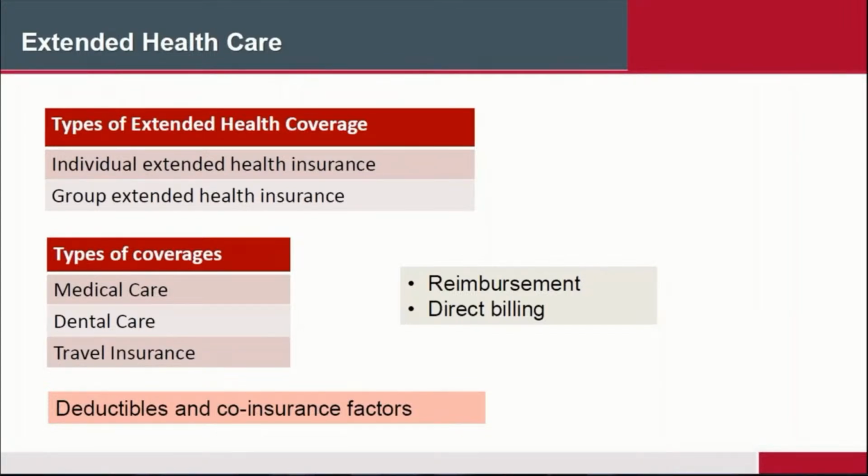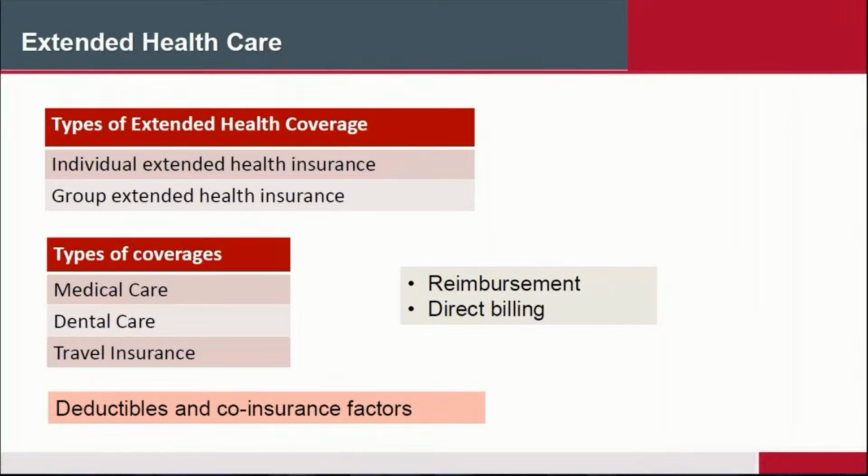Regardless of which one you have, it will cover the medical care, in other words, your hospitalization, your doctor if you have to go see your doctor. It will cover dental care, it will cover drugs, it covers a whole list of various different things that are not covered by your provincial plan. There's also travel insurance in there as well. So basically, the three big areas that extended healthcare does are medical care, dental care, and travel insurance.